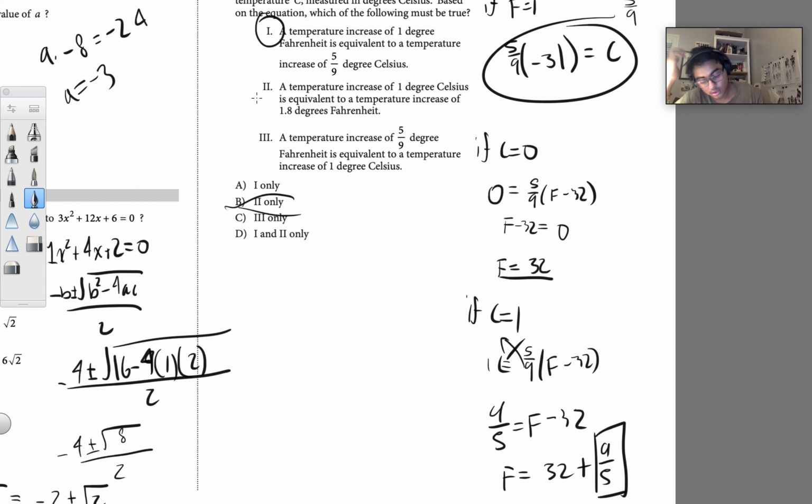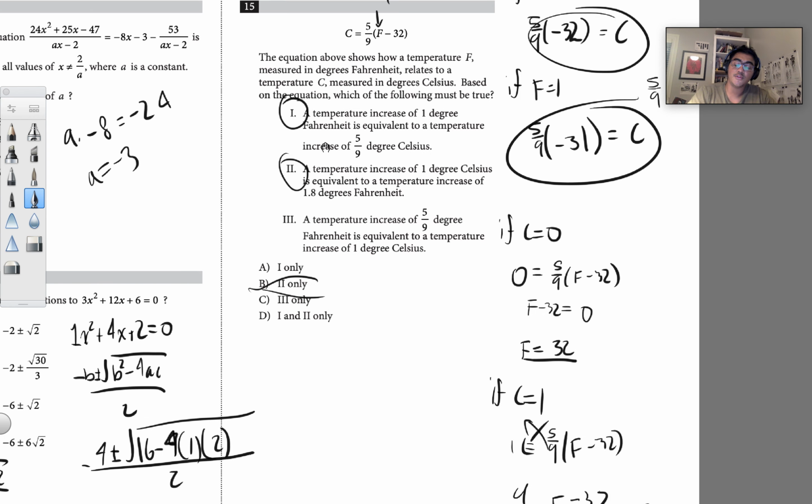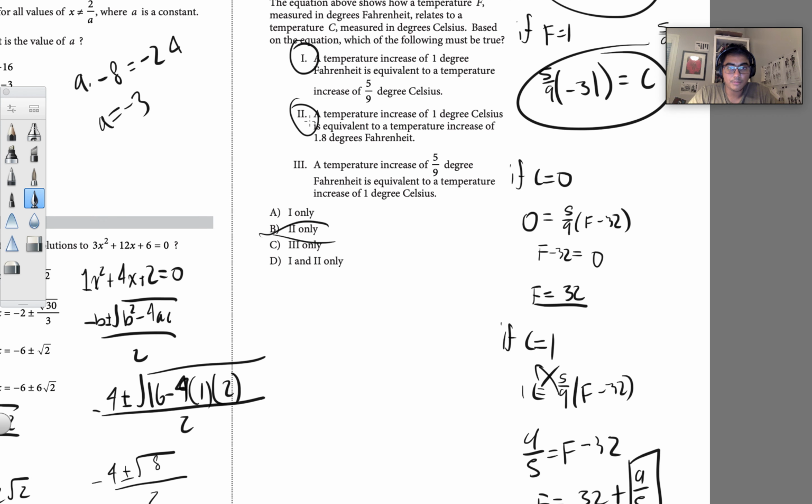I guess you would have to know that 9 over 5 is equal to 1.8, but you know that 10 over 5 is equal to 2, so 9 over 5 would be a little bit less than 2, so it's 1.8. You could do this with a calculator, but that's not allowed. So the answer choice is D.